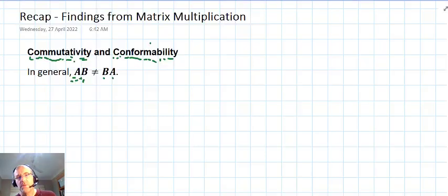So in general, we can say that A times B does not equal B times A in the case of matrices. So that involves reviewing our understanding of commutativity and conformability of matrices.